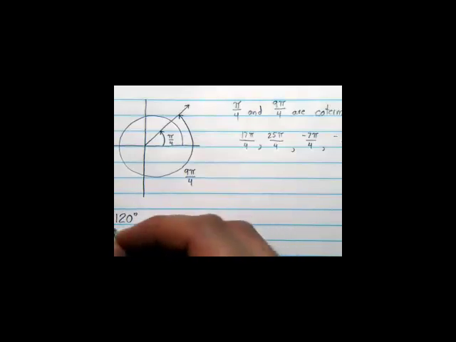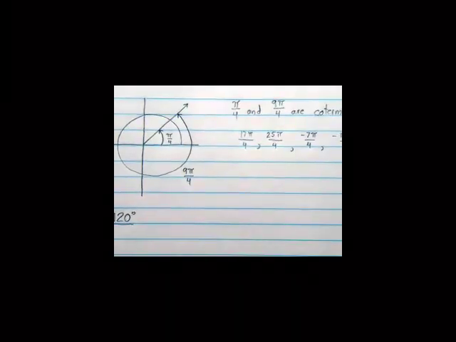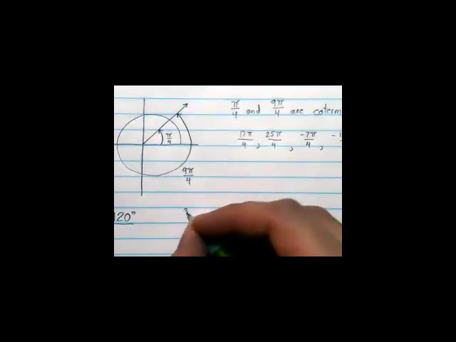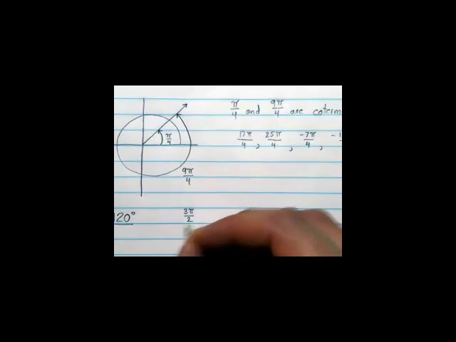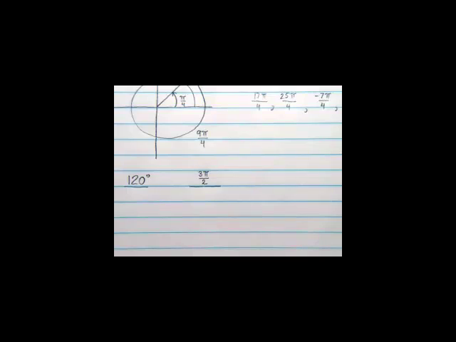So let's try 120 degrees and 3 pi over 2. So can you get me a couple of coterminal angles with those 2? One positive, one negative. So if you need to look at your unit circle to help you with that, that's fine. You can do that. I'll give you a couple minutes to do that.